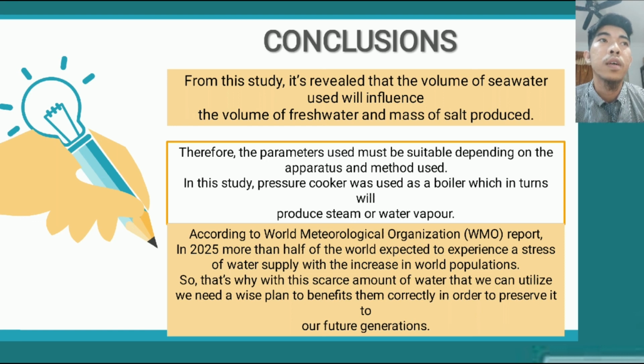For the conclusion, the study revealed that the volume of seawater I used influences the volume of the fresh water and also the mass of salt produced. Therefore, the parameters used must be suitable depending on the apparatus and method used. In this study, a pressure cooker was used as a boiler, which in turn produces steam or water vapor.